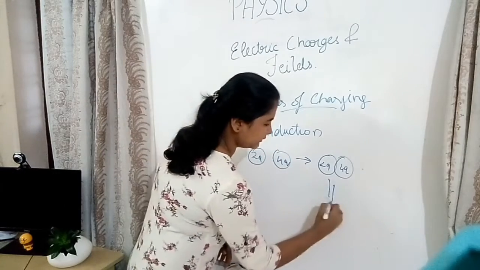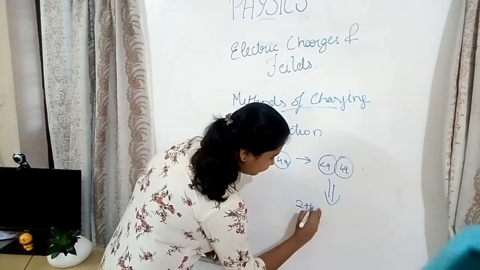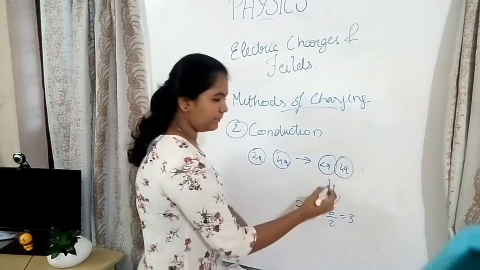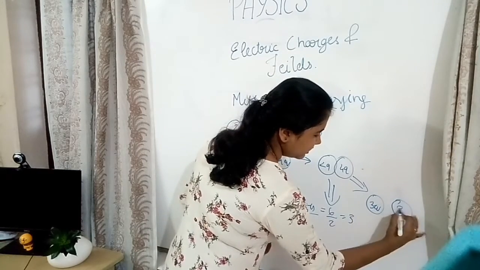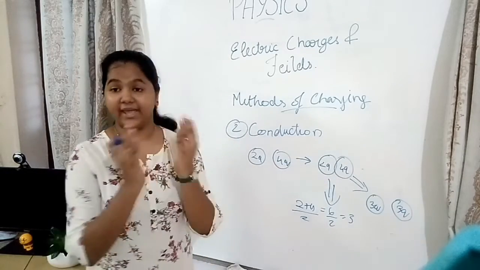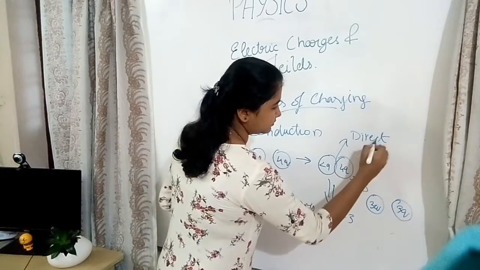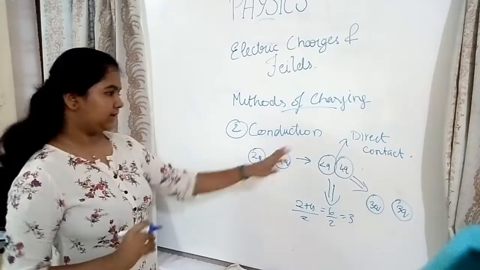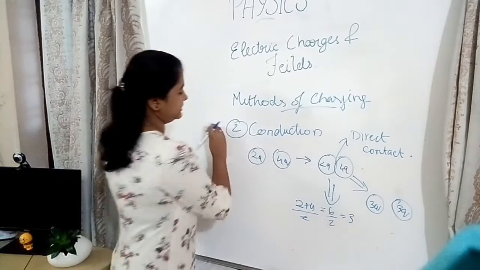So what would be the result of this? How do you find the charge in both of them? You add 2 plus 4 divided by 2, that is 6 divided by 2, that is 3. So this would become 3Q and 3Q. See, this is charging by conduction. Over here direct contact happens. So this is all about charging by conduction. The next point is charging by induction. So let's see.